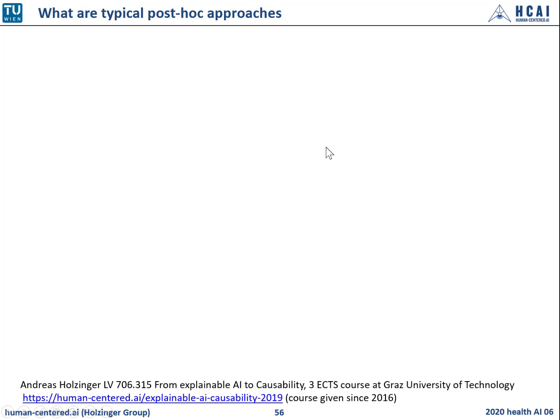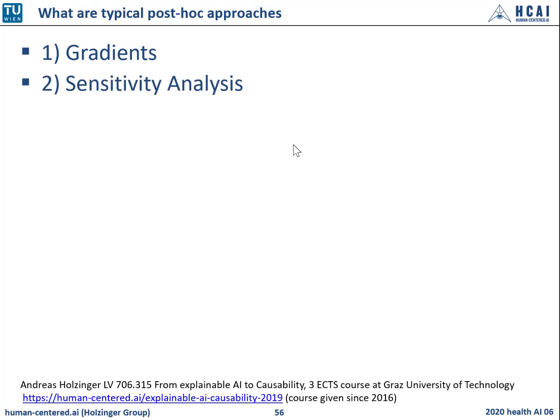There are a lot of different approaches. The easiest one is gradient. You know from your school time, gradient is a multivariable generalization of the derivative.